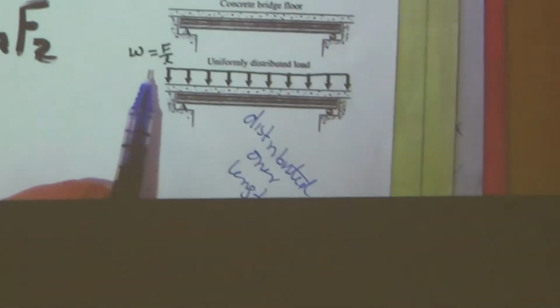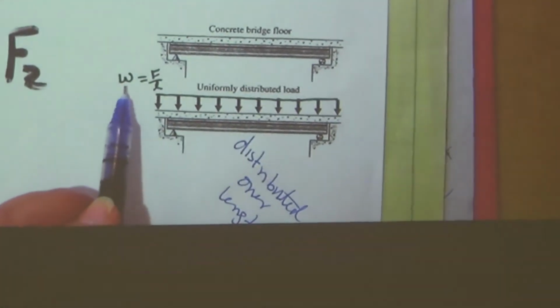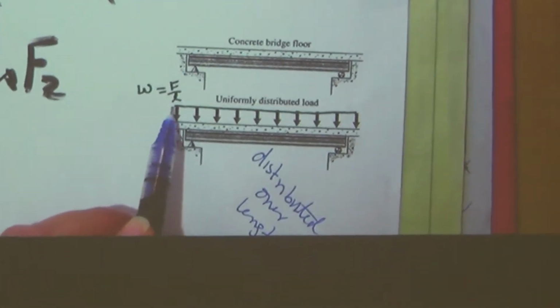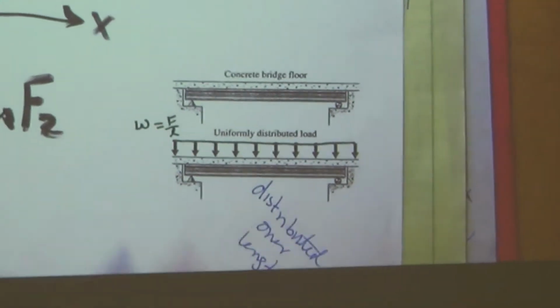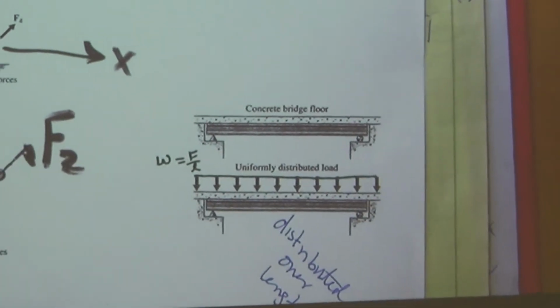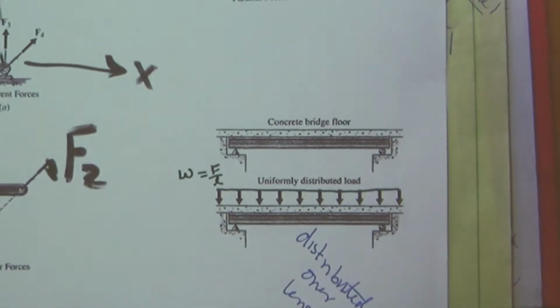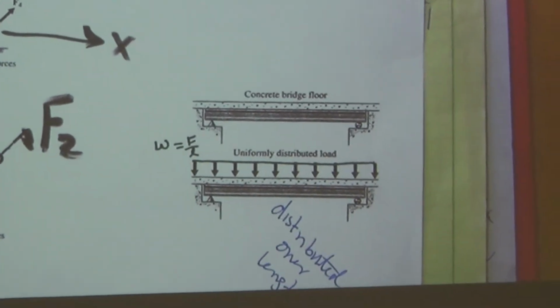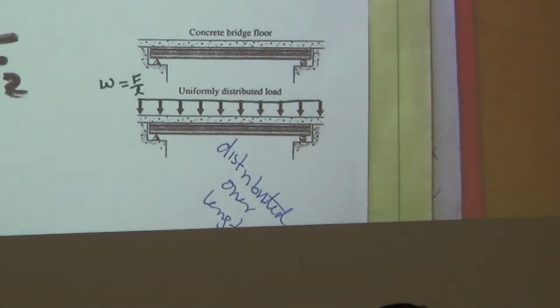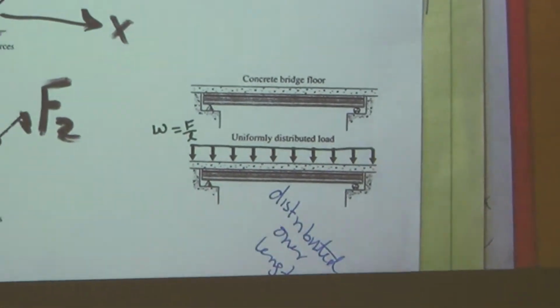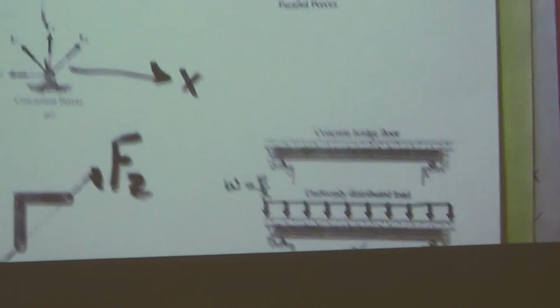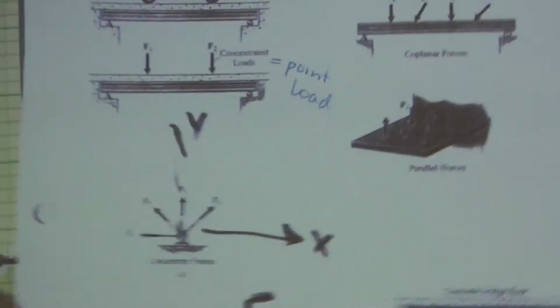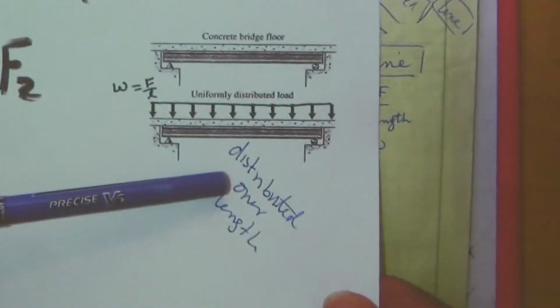And you see the abbreviation I have here? It's little w is equal to capital F over L. So where stress is force over area, this is force over L, because it's force over length. Okay, so let's go back. We either have concentrated loads or point loads, they're synonyms, or we have distributed loads.